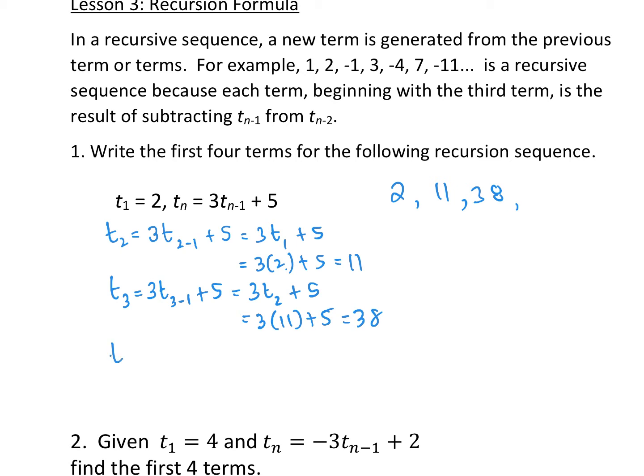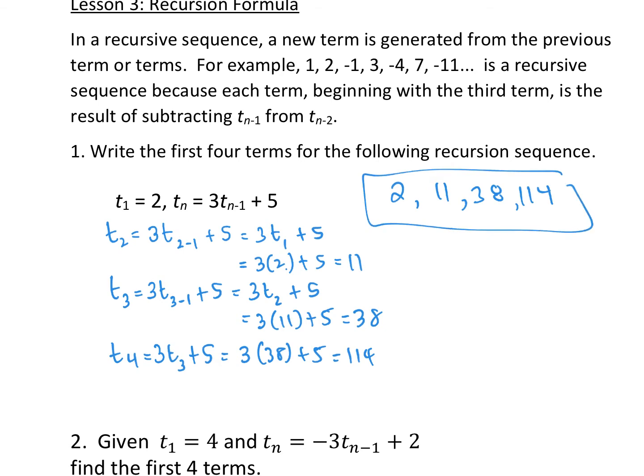I'll do one more. The fourth term is going to be 4 minus 1, so 3. To find the fourth term, I'm going to do 3 times the third term, which we just found to be 38, and add 5. So each term in the sequence depends on the term immediately before it.